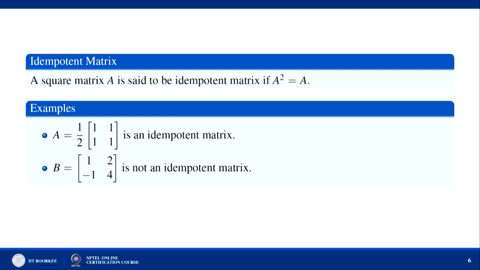Now, idempotent matrix. A square matrix A is said to be idempotent if A squared is equal to A. You can easily verify this: if you square this matrix, you get the matrix itself, A itself. However, the square of this other matrix is not idempotent. So, these are very easy to verify.